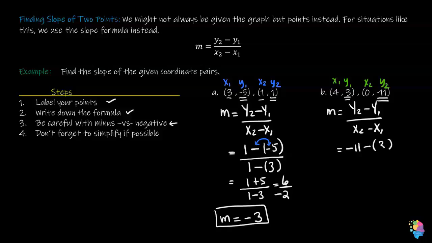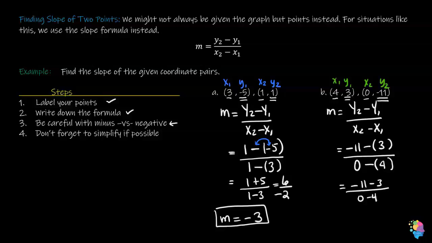y1 is 3. Remember, you don't need to write the parentheses. The only reason why I'm writing the parentheses is in case we have a minus versus negative situation, and we don't want to confuse when you have a minus from the formula with a negative from the number. Now we do x2. x2 here is 0, minus from the formula, and then we bring x1. x1 in this case is going to be 4. Okay? So since we don't have a negative minus situation, this is just -11 minus 3 over 0 minus 4.